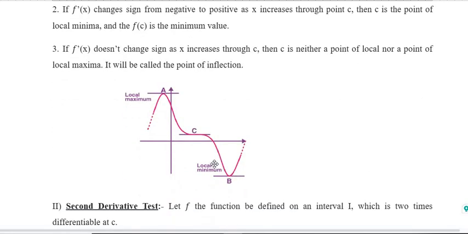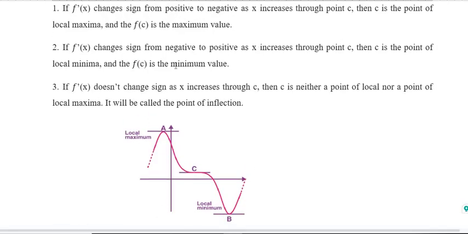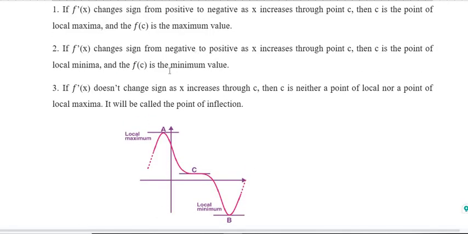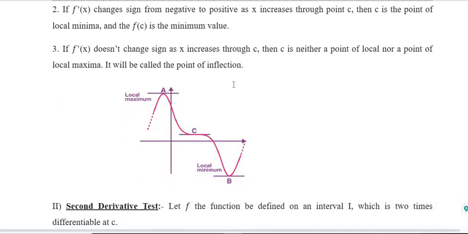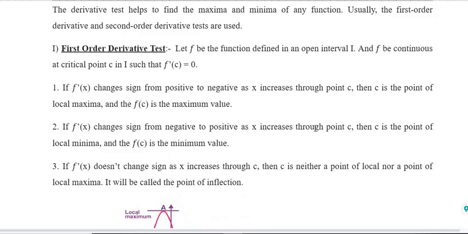Now see the point B. Here the slope is decreasing, so it's a negative slope over there, and here you have a positive slope. So at that point you have the minima. The second condition is satisfied in the case of minima. And the third one says that here the slope is not changing, it's a flat region. In this case, this point will be considered a point of inflection. So graphically this is the representation of the first order derivative test.